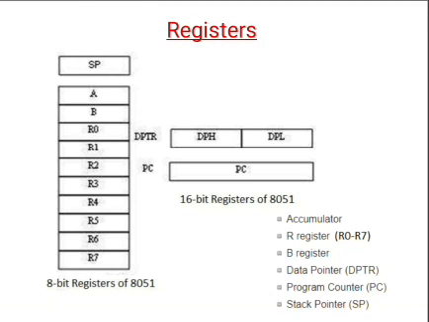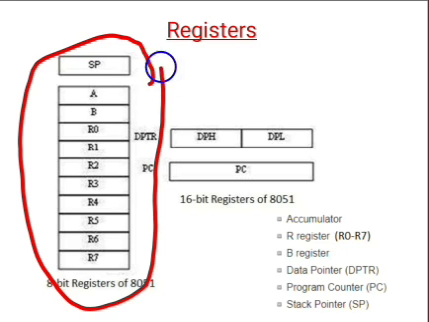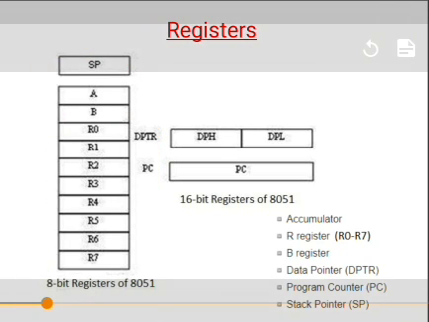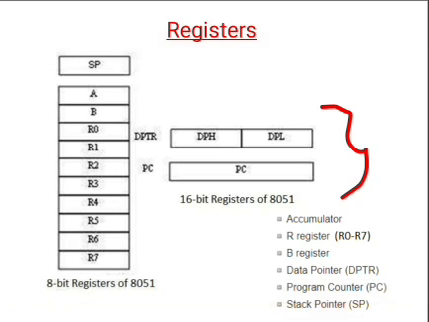These registers are 8-bit registers. That means stack pointer, A, B, R0 to R7 are 8-bit registers. They store 8 bits of information. And these two are 16-bit registers. That means the PC program counter and the data pointer are 16-bit registers. The DPH is data pointer high, and the DPL stands for data pointer low.